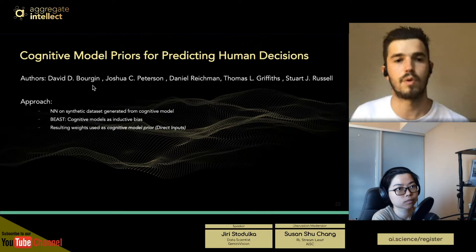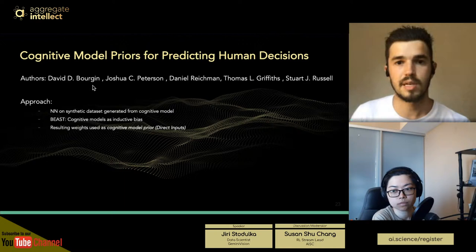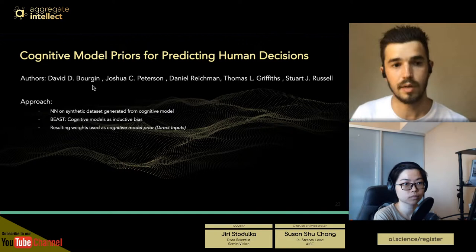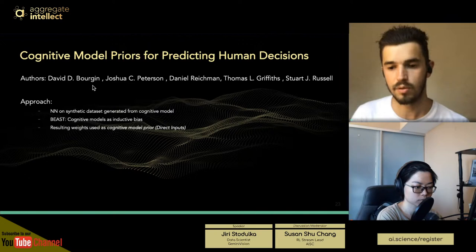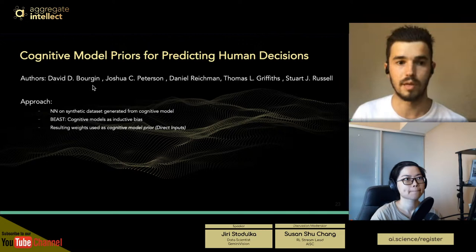for predicting human decisions, and this paper will actually be presented by the author on 23rd July. And here, again, this is the same data set, but here the authors actually use a neural network. And the most important thing is that they didn't use any feature engineering. They designed the model in a way that it could operate on raw data.